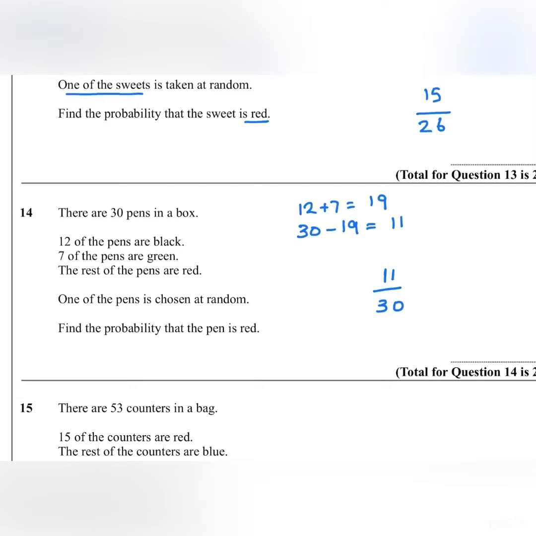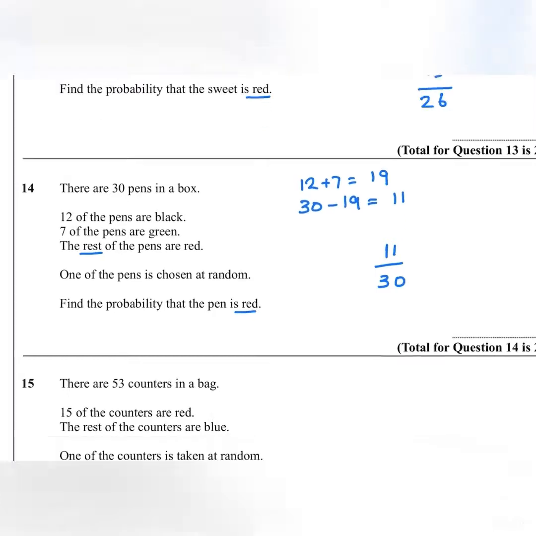Okay, so I hope you got 11/30, because 12 pens are black, 7 are green. Add them together and then take them away from 30. And because the rest of the pens are red, the probability of picking a red is 11/30.